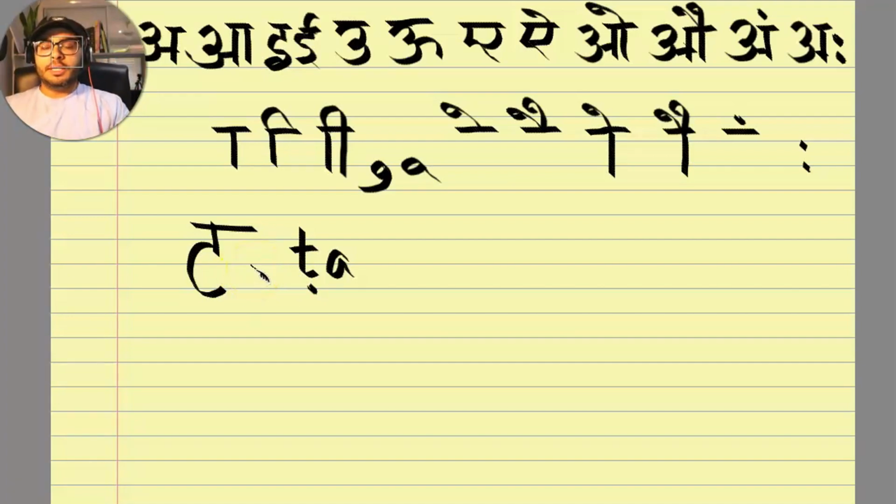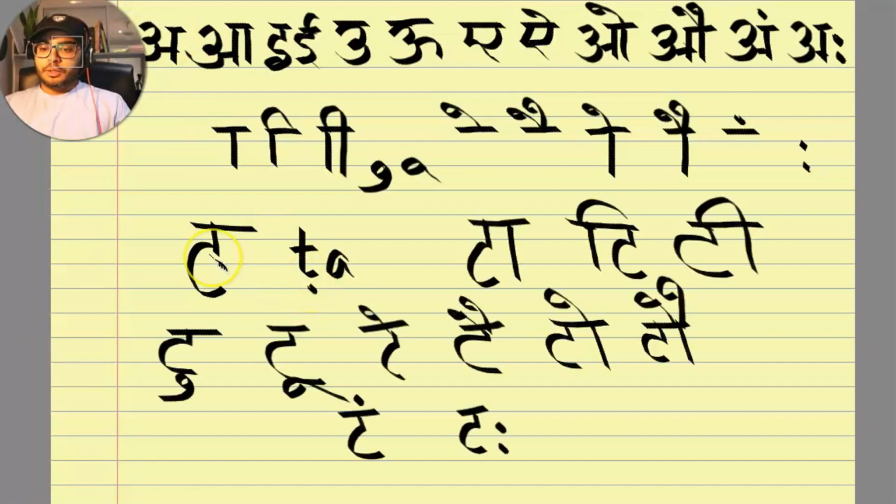A word in Nepali that uses this sound would be topi. Topi, which is a hat. The Barakhari for this sound would be to, ta, ti, ti, tu, tu, te, tai, to, tau, tum, tah.